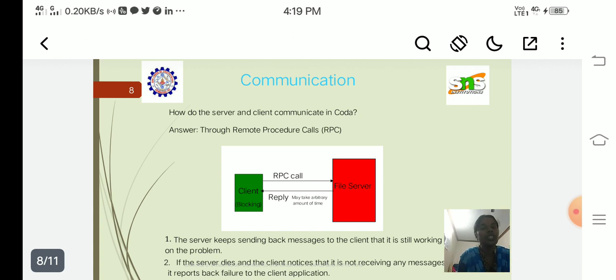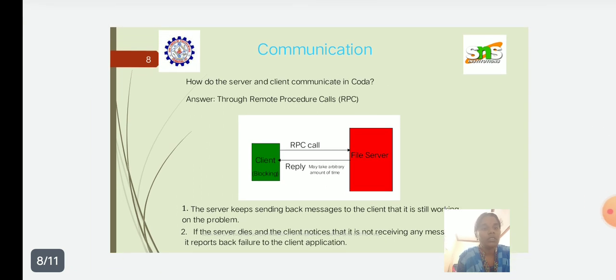The communication of the CODA file system is by remote procedure calls. The server keeps sending backup messages to the client saying that it is still working on the problem. If the server dies and the client notices that it is not receiving any messages, it reports back failure to the client applications.